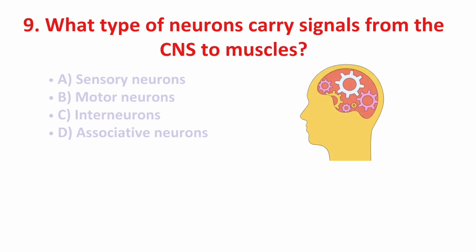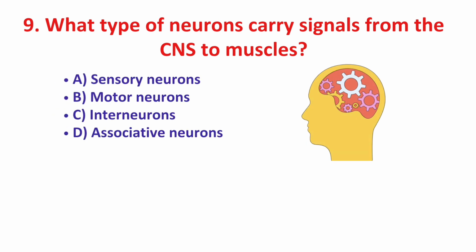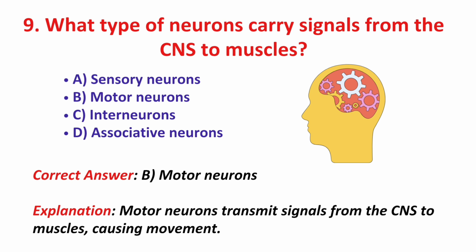Next question. What type of neuron carries signal from the CNS to muscles? Options are sensory neuron, motor neuron, interneuron and associative neuron. And the correct answer is option B, motor neuron. Motor neuron transmit the signal from central nervous system to the muscles, causing the movement. So the correct answer is motor neuron, option B.